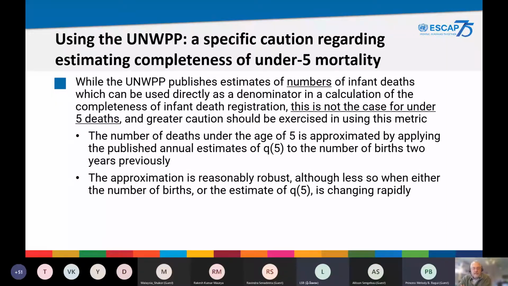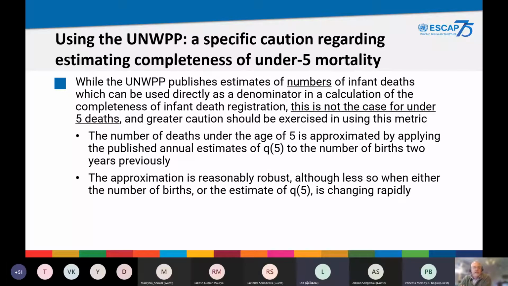Investigations as to whether this is a reasonable approximation show that it is reasonably robust, but is less so when either the annual number of births or the annual estimate of Q5 is changing rapidly. In most countries in the world now, certainly for the current periods, 2010 onwards, that is less of a problem than it might have been with data from the 1990s, for example, where in a lot of countries which were undergoing very rapid fertility declines, the number of births or the estimate of Q5 might have been changing far more rapidly.